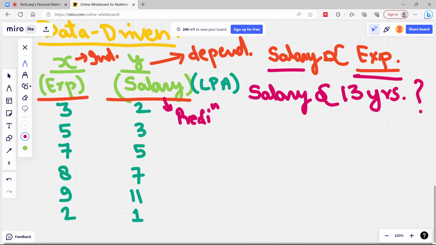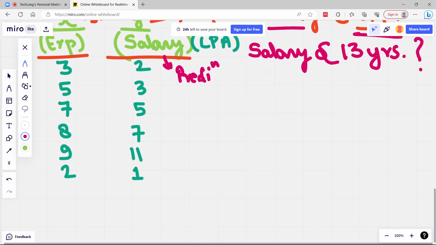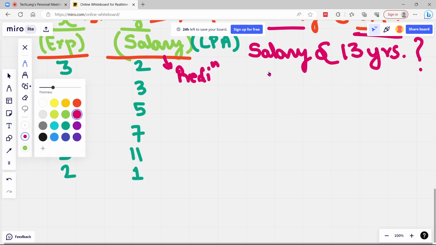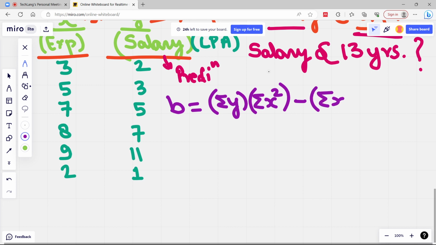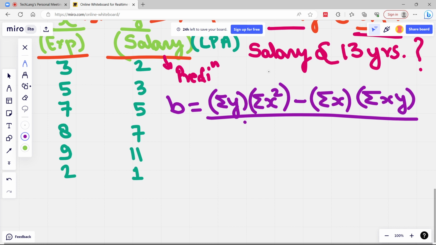Now we have two formulas here. What is the formula here? We have one formula to calculate b. Let me write two formulas here. b is equal to sum of y multiplication sum of x square, minus sum of x into sum of xy. All right. Then divide by n times sum of x square minus sum of x whole square.